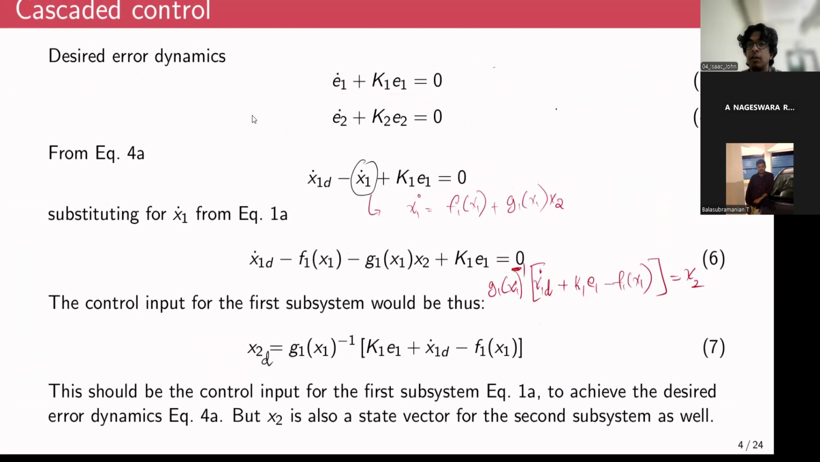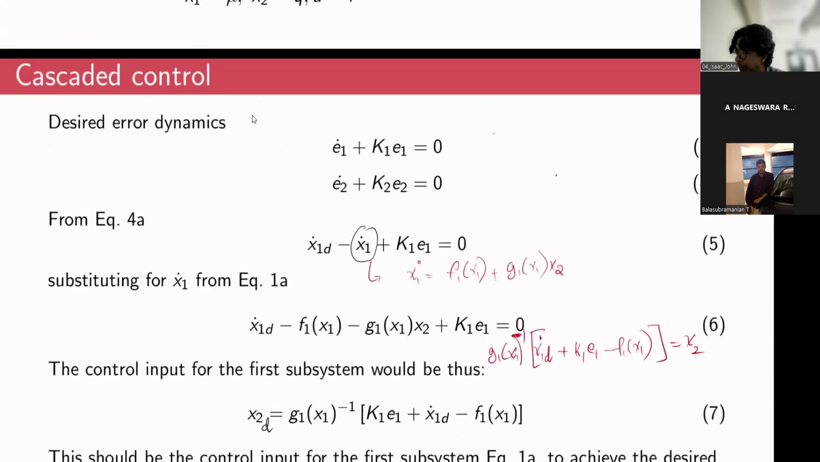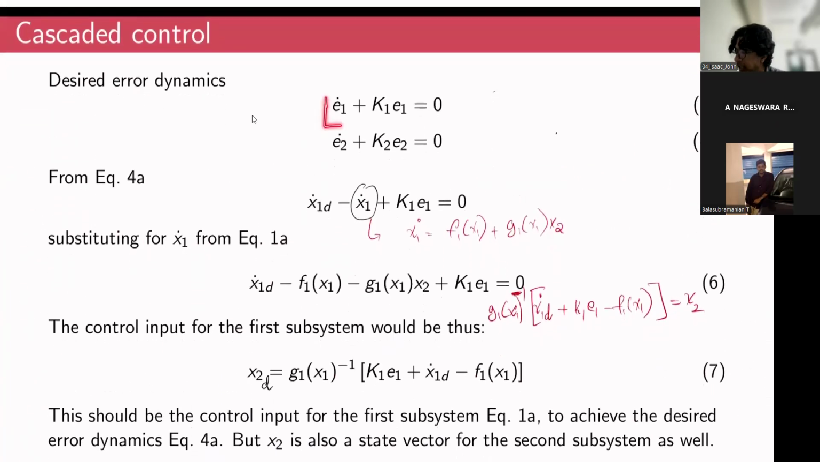So that's why we call this cascaded control, right? By trying to force the second state vector into this x2 desired, we basically achieve the first order error dynamics for the first system. So that's how it gets cascaded.